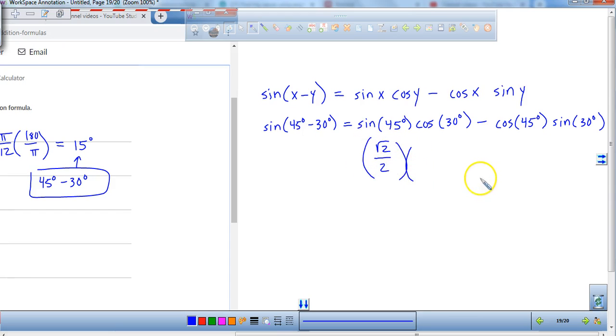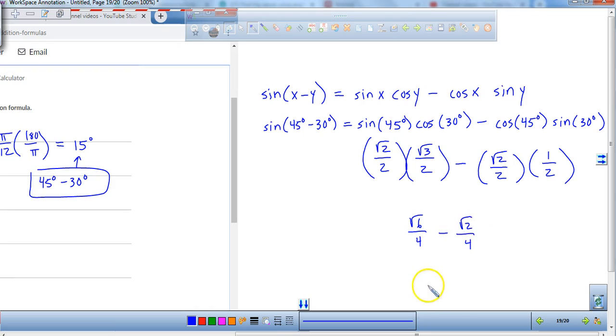What was the cosine of 30 degrees? The cosine of 30 degrees was radical 3 over 2. What was the cosine of 45? Once again, it was radical 2 over 2. And what was the sine of 30? 1 over 2. So when we do this, we get radical 6 over 4 minus radical 2 over 4, which becomes radical 6 minus radical 2 all over 4.